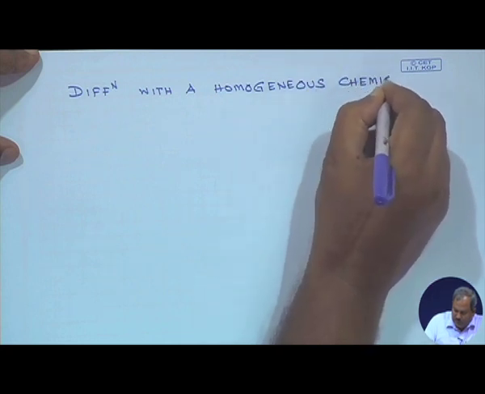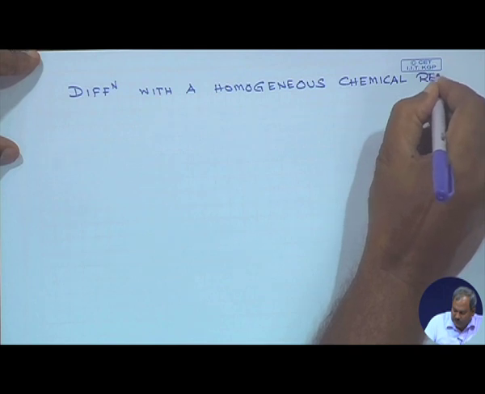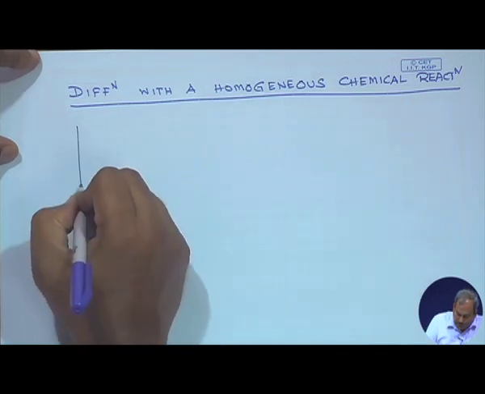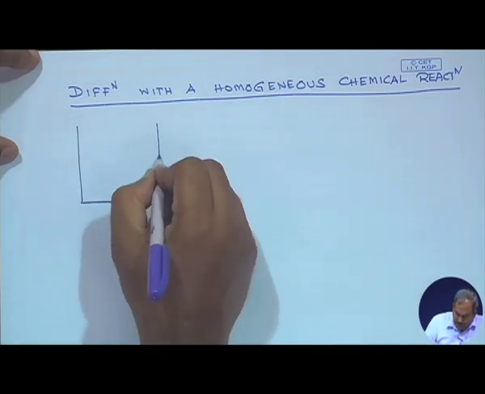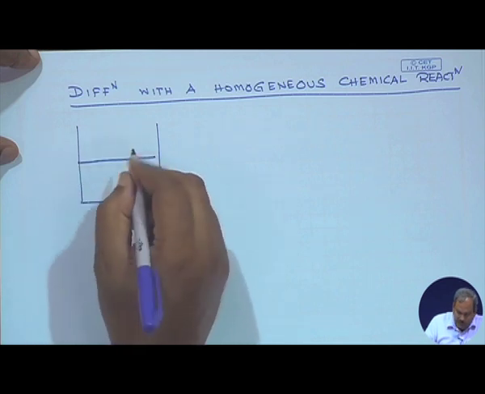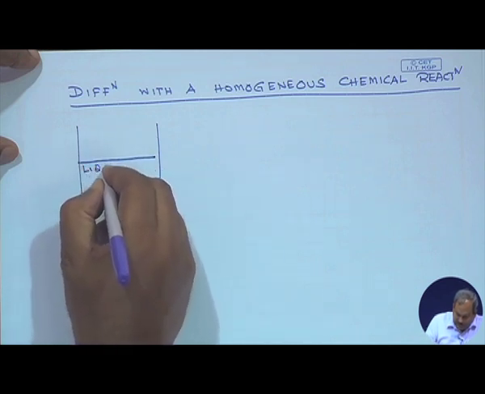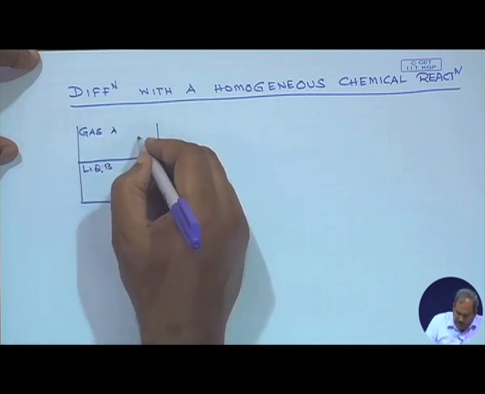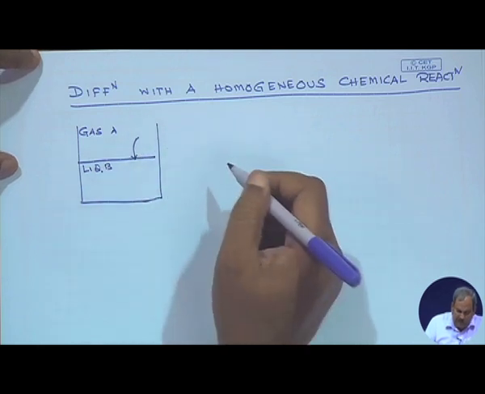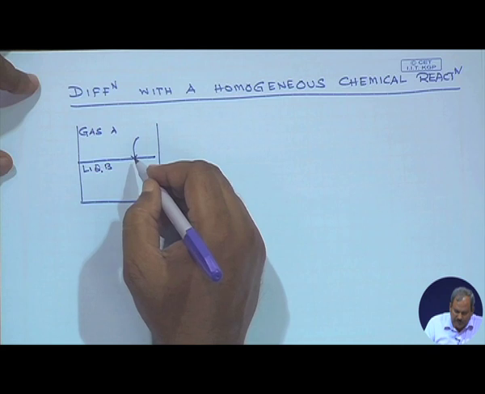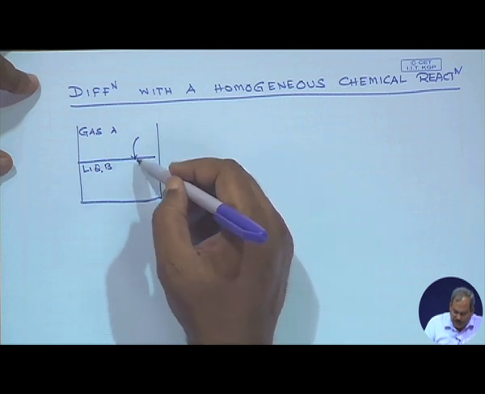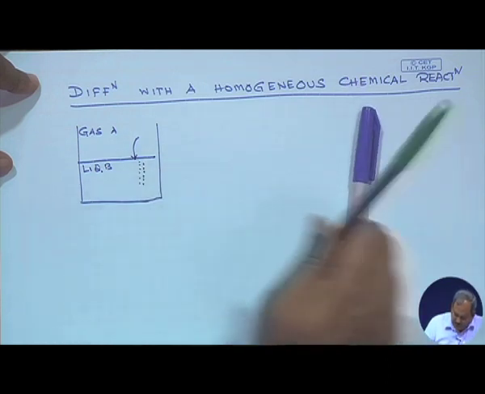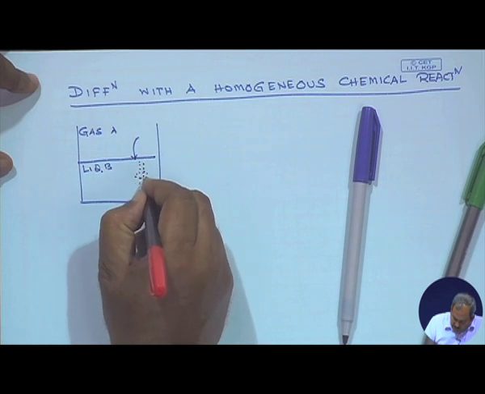So, this is a case in which a chemical reaction takes place throughout the body of the liquid. We have a liquid B and a gas A. A is soluble, gets solubilized in the system, and then A starts to diffuse in B. As A starts to diffuse in B, there is going to be a reaction which is taking place.